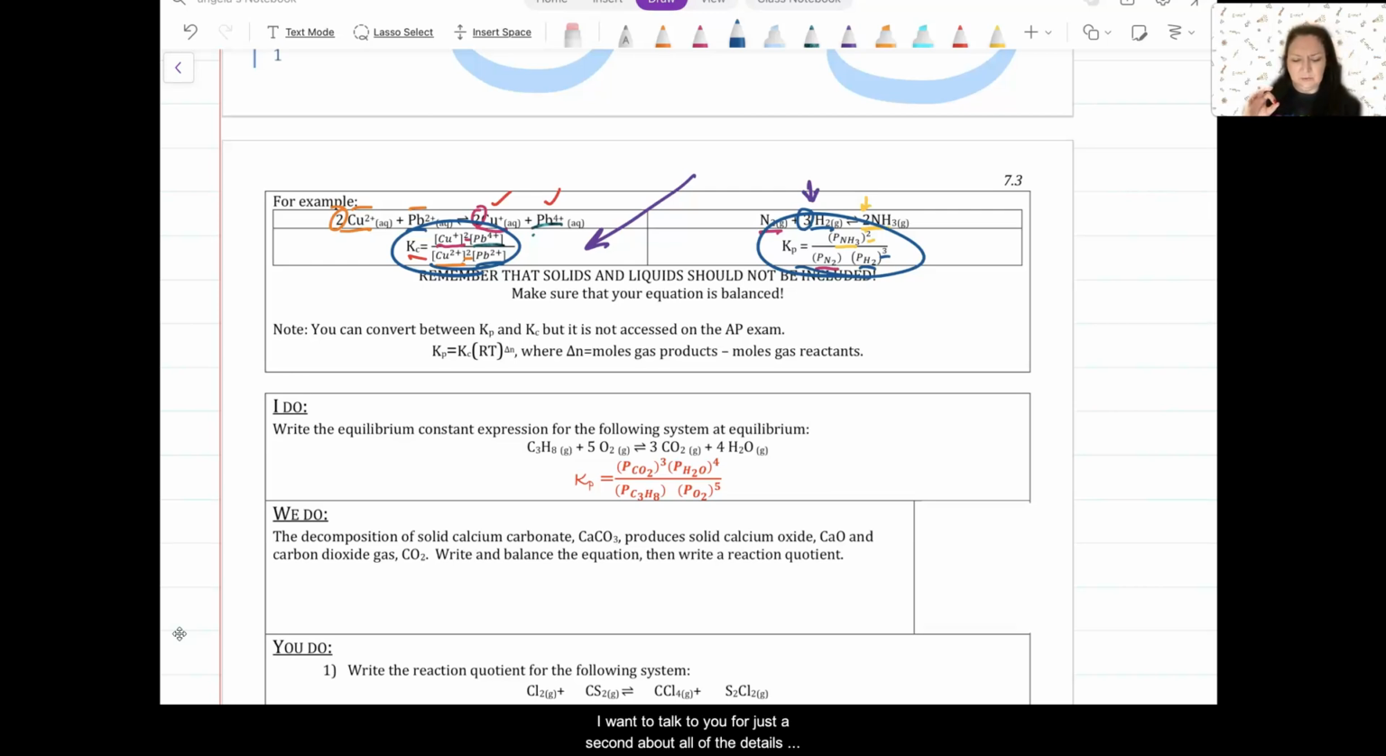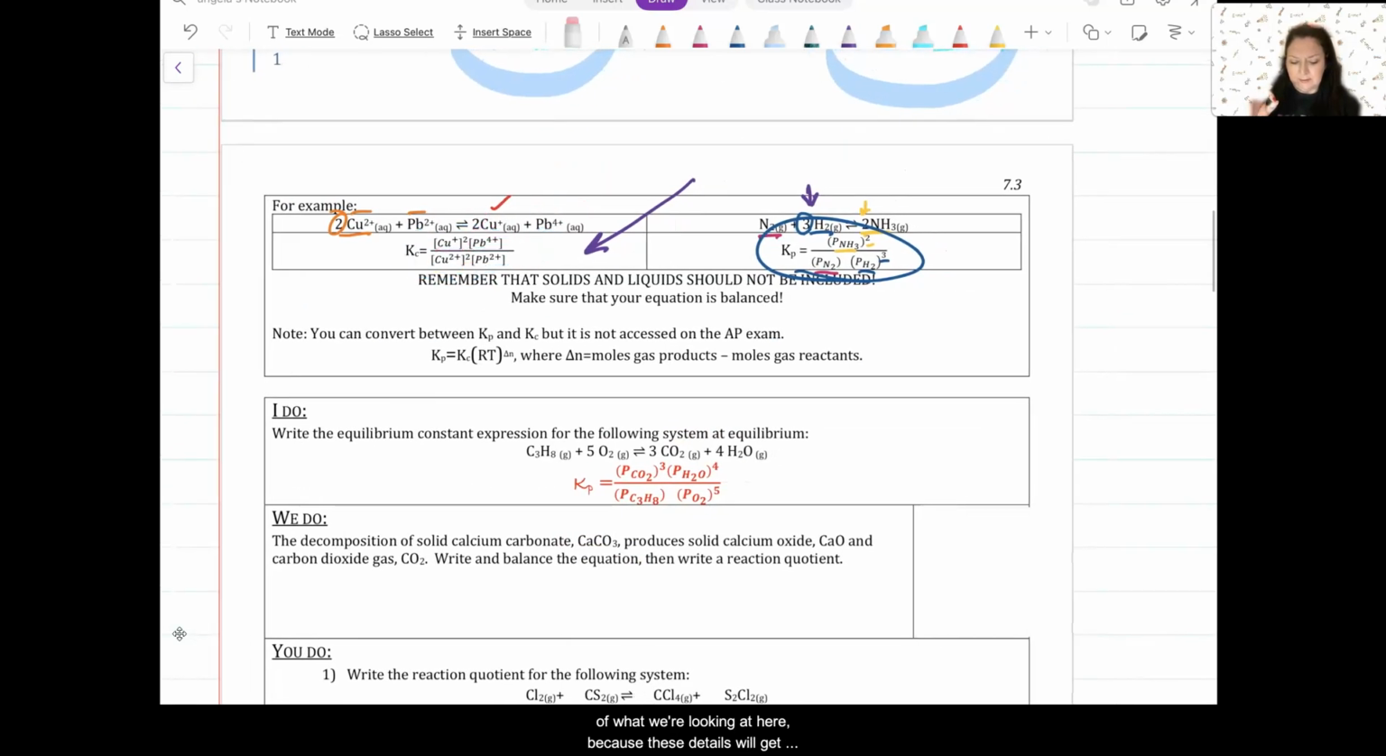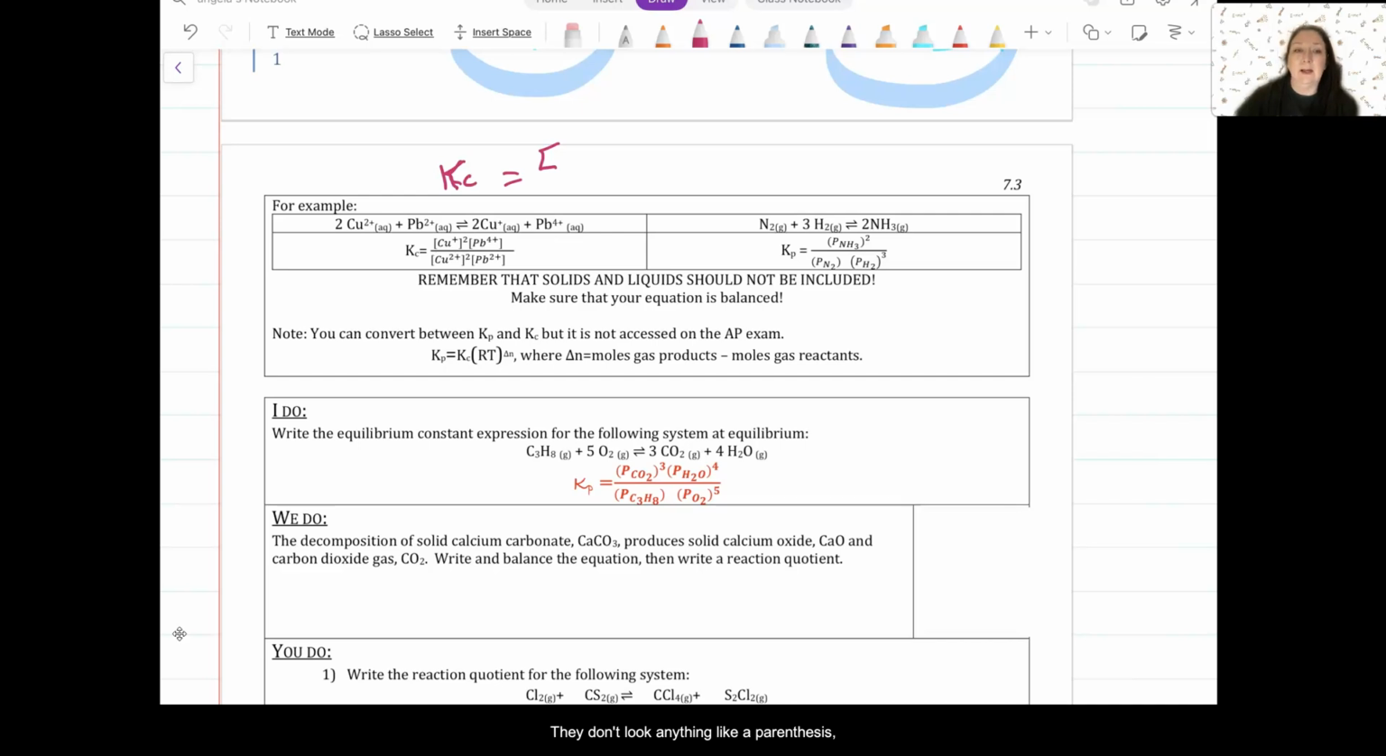I want to talk to you for just a second about all of the details of what we're looking at here, because these details will cost you points on the AP exam. Okay, so what are the details? Number one, when I'm writing the Kc, it's very important that you have very defined brackets. They don't look anything like parentheses like over here. They have to be very squared off and defined, and if you think you're going to fake it and do something blended in the middle, they're just going to mark it wrong.